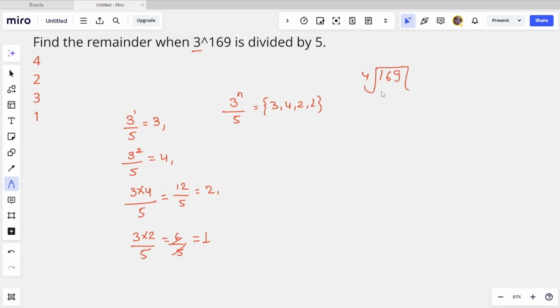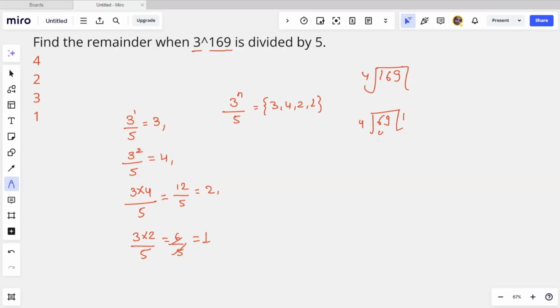Let me tell you, we do not need to divide the complete power by 4 to see the remainder, because we know the divisibility rule of 4. The divisibility rule of 4 says that if the last 2-digit number of a particular number is completely divisible by 4, it means the whole number is completely divisible by 4. So we do not need to waste time, which is very precious to us in our exam. So we will divide 69 only.